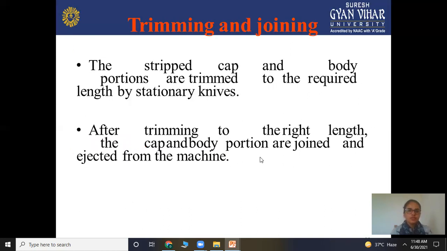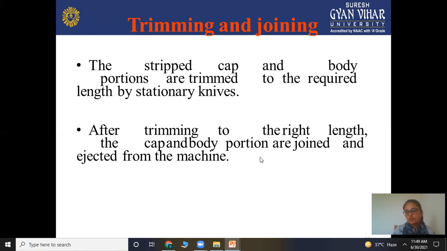In this trimming and joining, the stripped cap and body portions are trimmed to the required length by stationary knives. A special knife is used for this trimming, and you can say that stationary knives are used for this. The excessive cap and body part is trimmed out or removed with the help of the stationary knife. After trimming to the right length, the cap and body portions are joined and ejected from the machine.